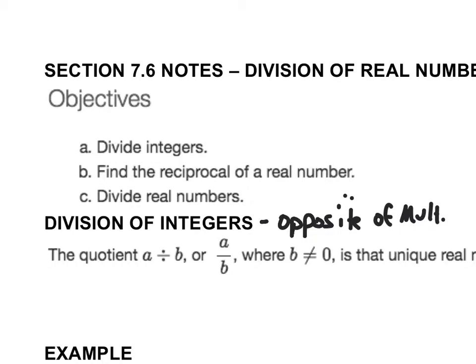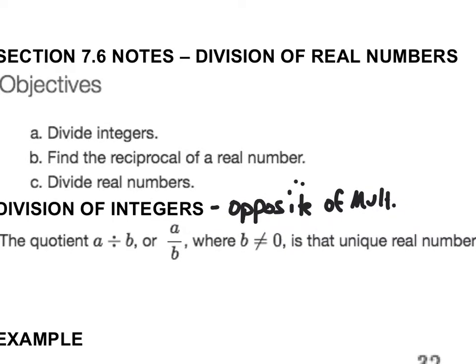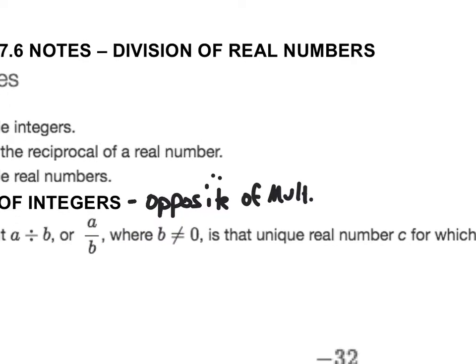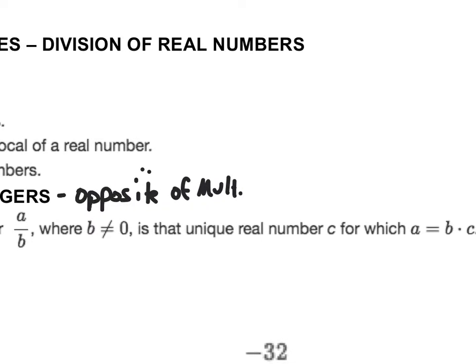What it says here is that, by definition, the quotient, a word used for division, of a divided by b or a over b, means the same thing. You can use this symbol or the fraction symbol, where b cannot equal 0. You can't divide by 0. We'll talk about that in a bit. You get some unique number c such that if you multiply b times c, you get the top number a.